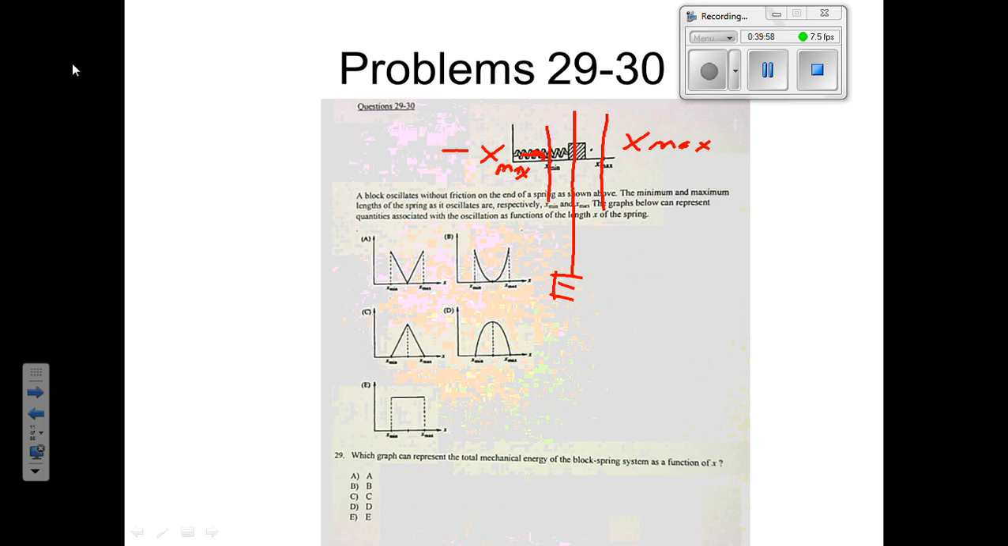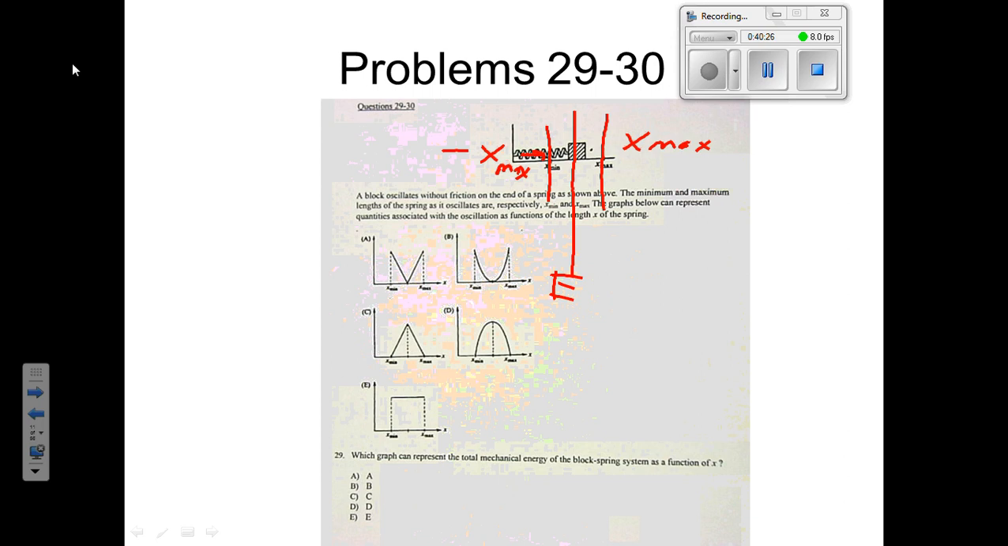Well, let's look. At x equals max, what are the kinetic energies at x equals max? Either way, negative or positive? 0. But what's the kinetic energy at point E? It's at a max. So that's telling you it's got to be which or which? It's got to be C or D. Which one do you think it is? C or D? Turns out it's D.